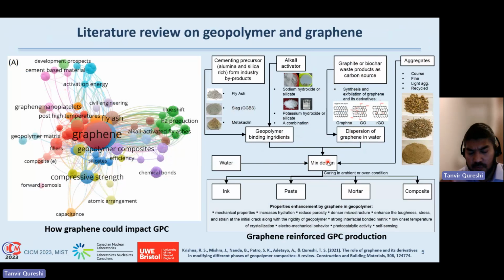And then we can produce different types of geopolymer composite systems based on the aggregates' presence. That could be ink, paste, mortar, and composites. The main target of using graphene systems in the composite is to enhance the mechanical properties, increase hydration, reduce porosity, and densify the microstructure, also enhance and toughen the stress and mechanical properties of the composite system.